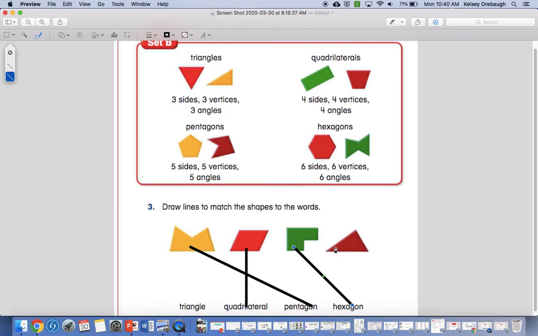And finally, we have a 3-sided shape, 3 sides, 3 angles, 3 vertices. That's called a triangle. All right, let's move on to set C.